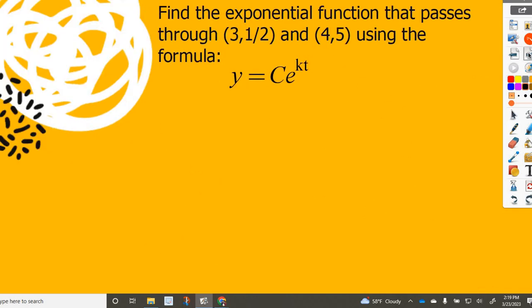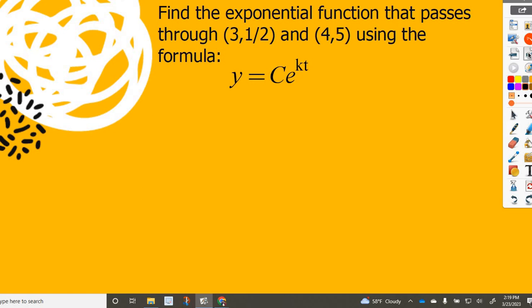Next one. So it says find the exponential function that passes through those 2 points. So a question like this could be asked one of 2 ways. One, it could just give you the points, or 2, what could it give you instead? A graph where it labels those 2 points. So either way, we need to still know that we're looking at an exponential.